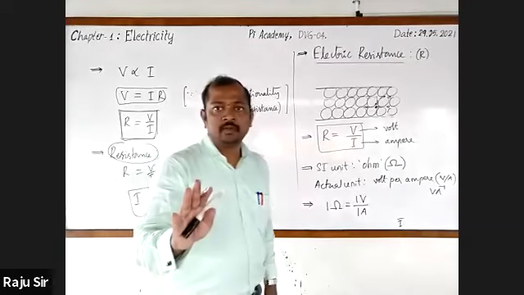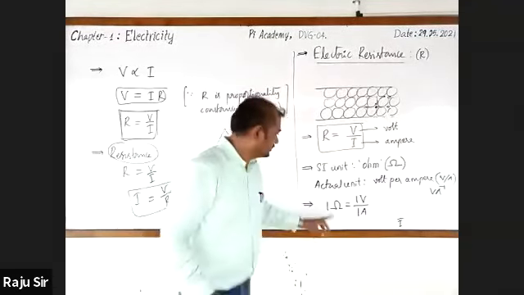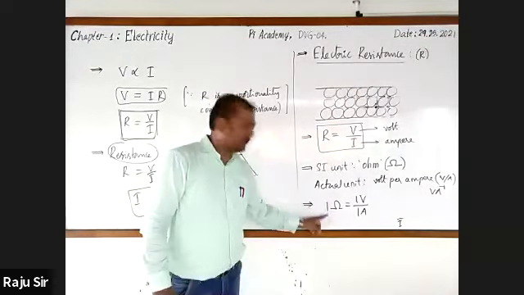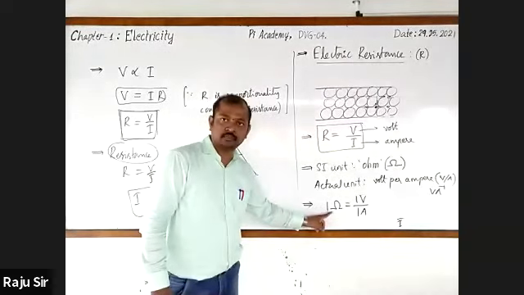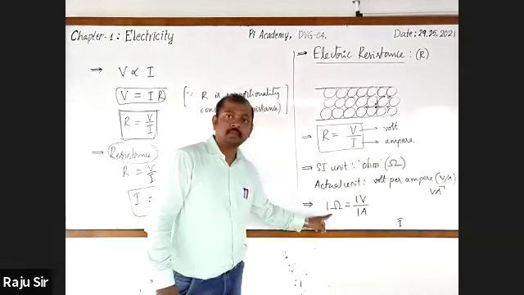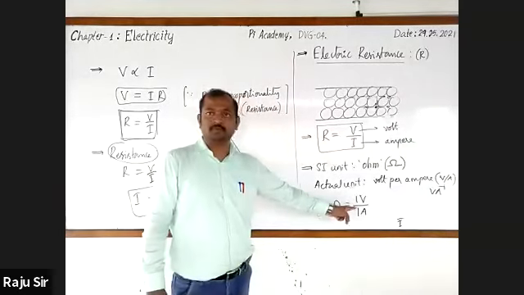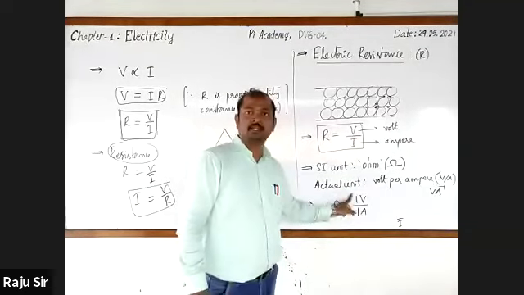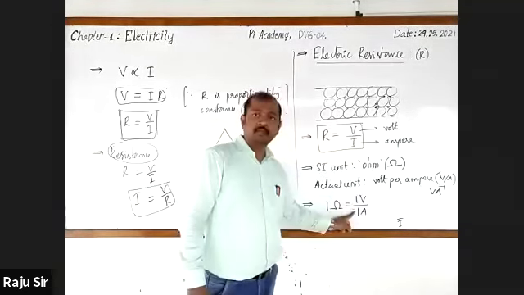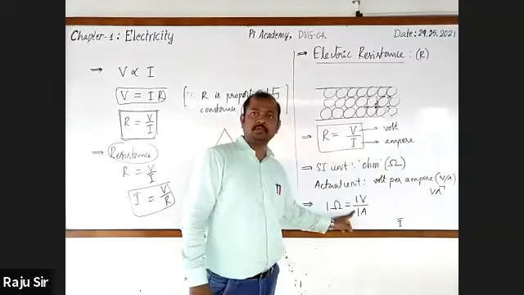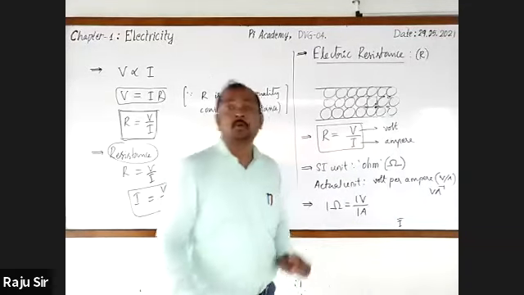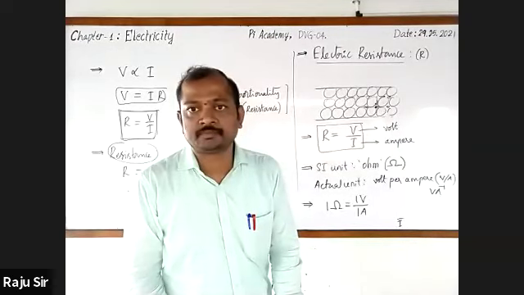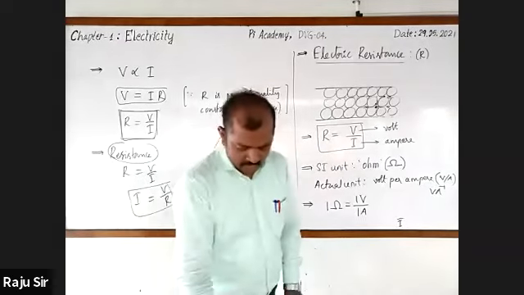Followed? I'll repeat it. Observe it. The resistance offered by the conductor is said to be 1 ohm if and only if the potential difference between the ends of a conductor is 1 volt and the current flowing through that conductor is 1 ampere. Clear? Yes, sir.